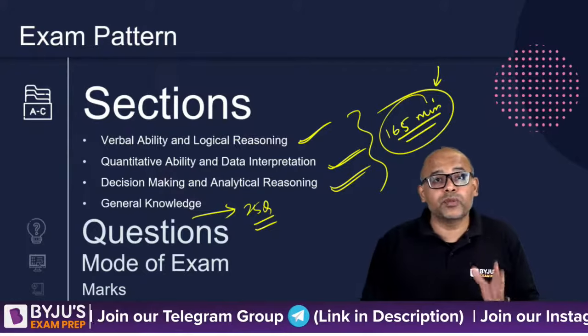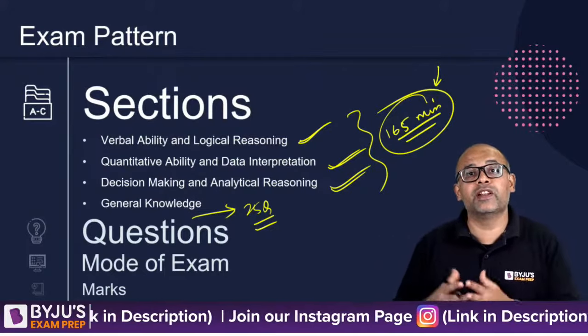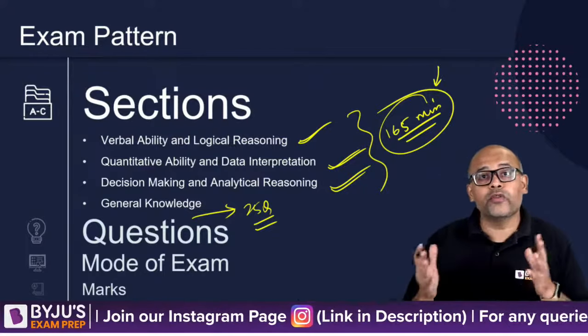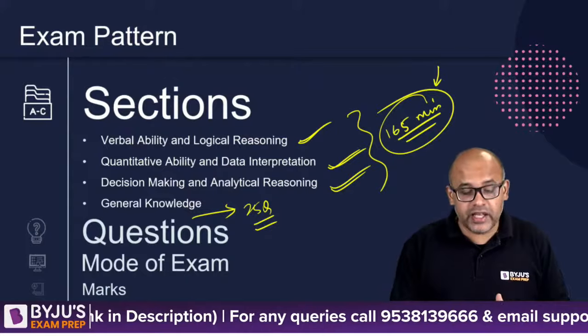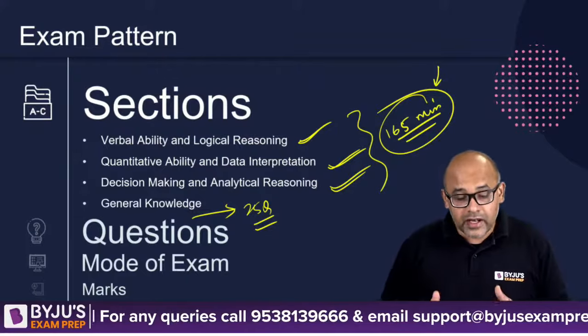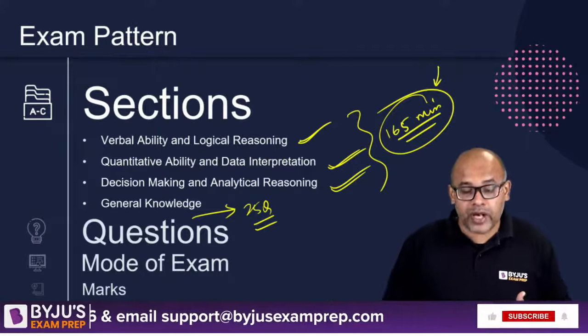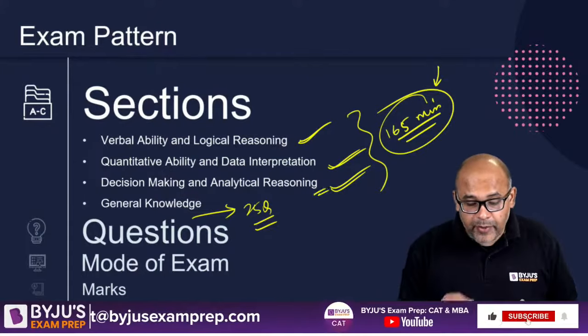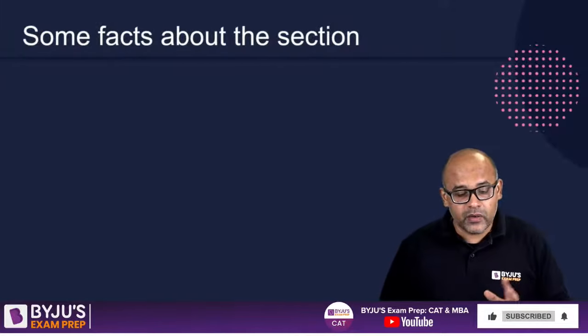Now, XLRI Jamshedpur has 2 good programs. One is HR and one is BM. Both of these programs require you to get minimum marks in each one of these 3 sections. So whether you are opting for the HR program or the BM program, you will definitely need a minimum cutoff in the decision making and analytical reasoning section. So let's go ahead and understand what this section is all about.